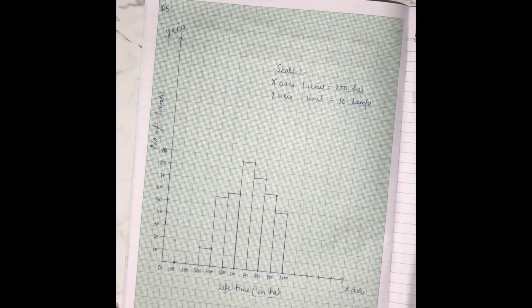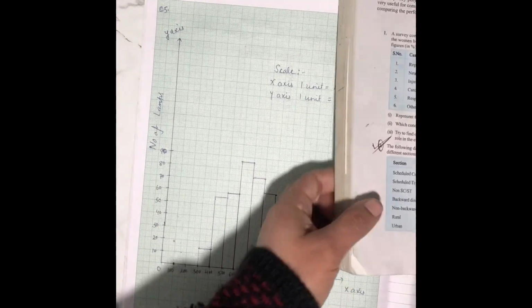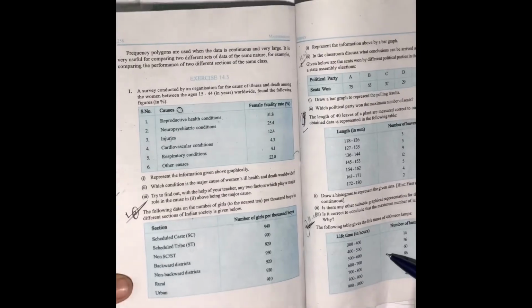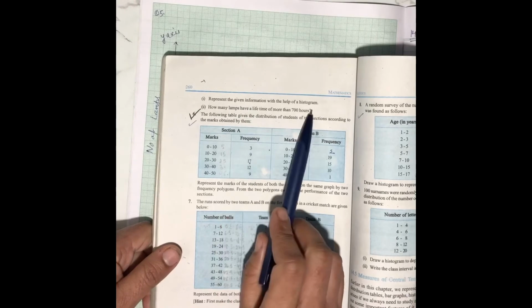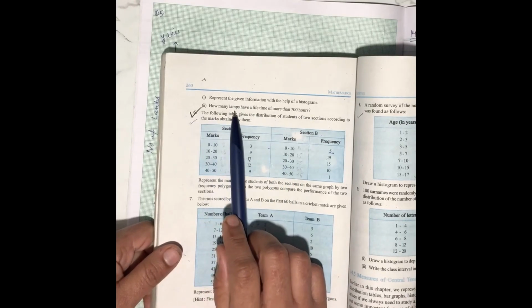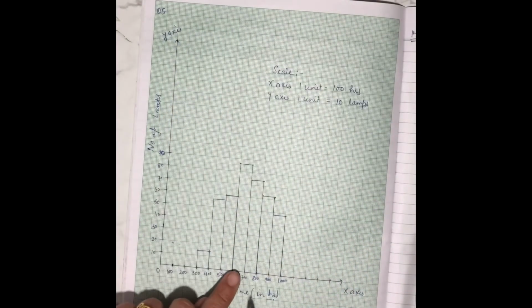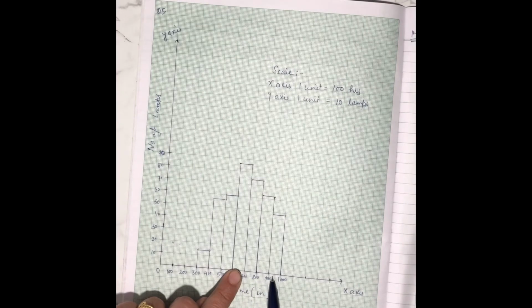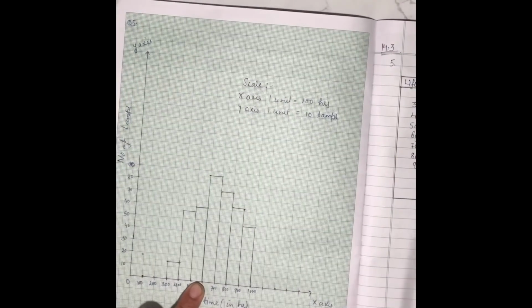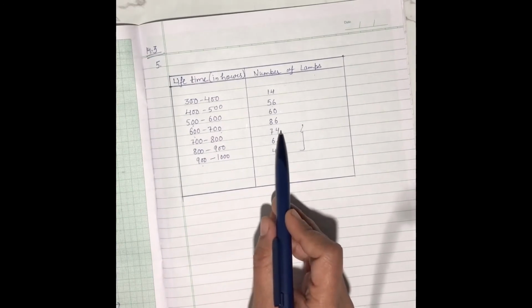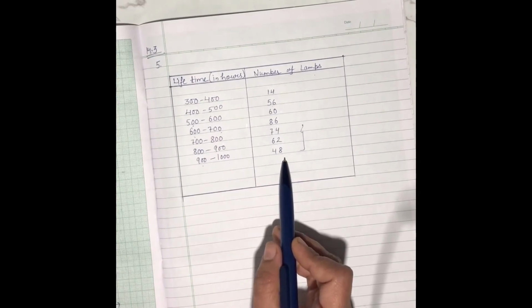In the first part they were asking to represent the given information graphically by taking the histogram. Already we made the histogram here. In the second part they are asking how many lamps have a lifetime of more than 700 hours. More than 700, you can see from here 1, 2 and 3 columns. More than 700 is 74 plus 62 plus 48.